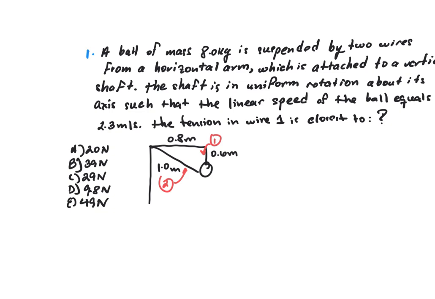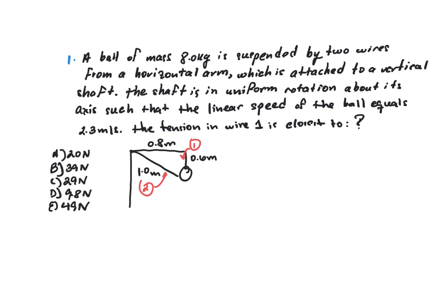Okay, so we're going to be answering test 2 part 2 extra credit question 1. The question says a ball of mass 8 kilograms is suspended by two wires from a horizontal arm, which is attached to a vertical shaft. The shaft is in uniform rotation about its axis such that the linear speed of the ball equals 2.3 meters per second. So they're asking us to find the tension in wire 1. Our options are A, B, C, D, or E.